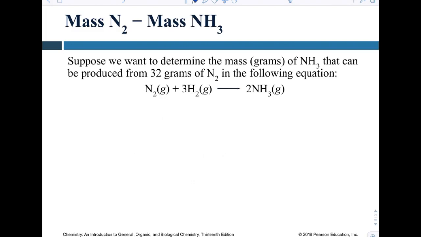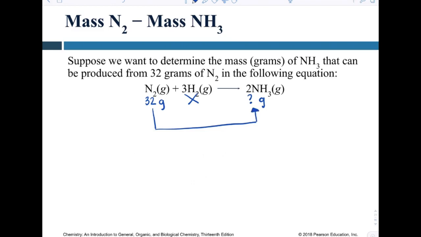So I want to know how many grams of NH3. I'm going to put the question mark grams right below the NH3. I'm going to be given 32 grams of nitrogen. They don't give me anything about the hydrogen. Totally fine. Don't need it. So I'm going to be going from grams of one thing all the way to grams of something different.